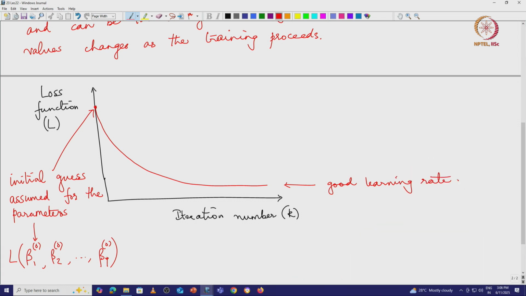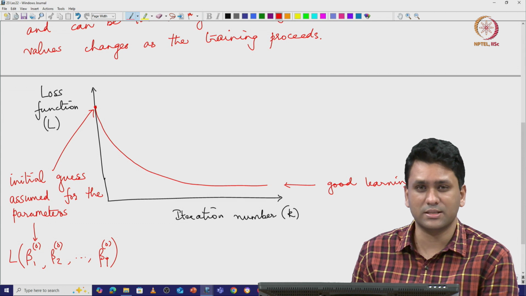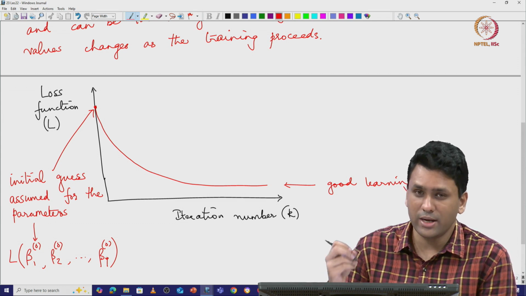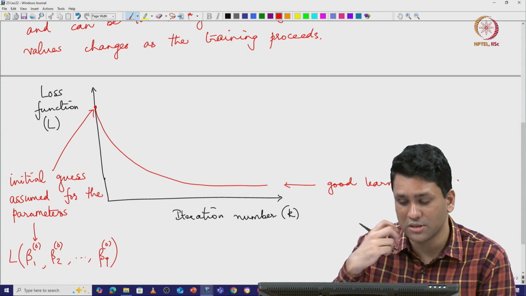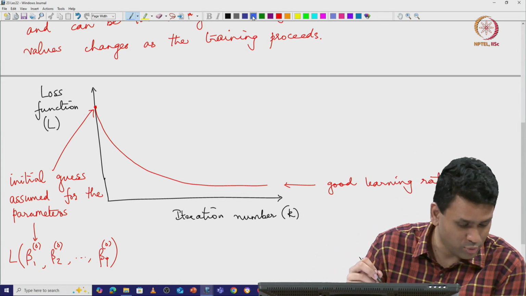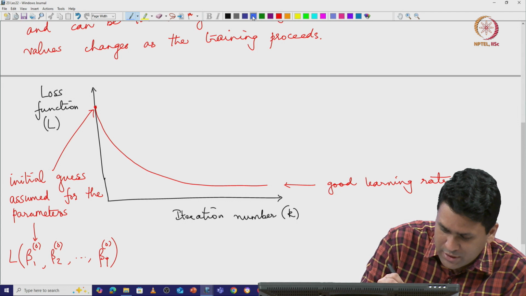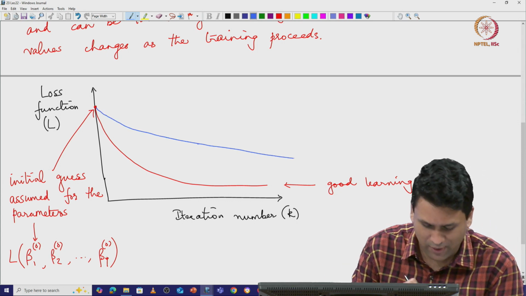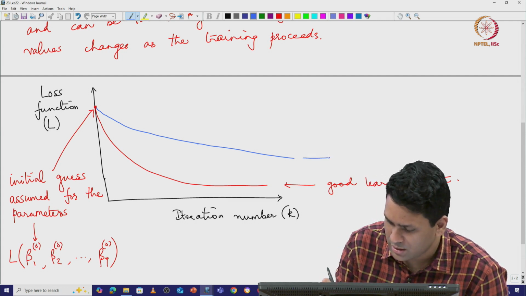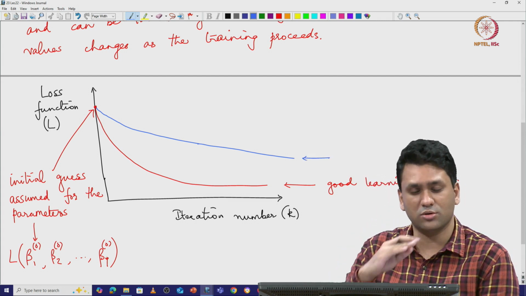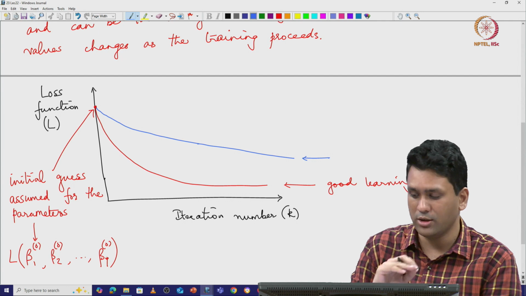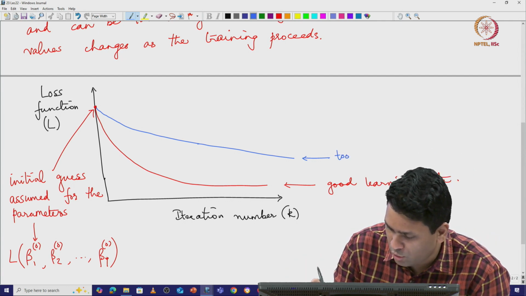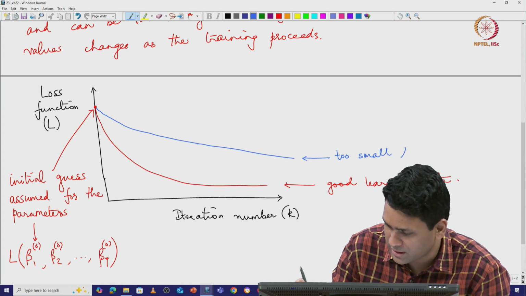However, there are other possibilities that can happen. For example, if your learning rate is too low, then your model may take too many iterations to converge to the right point. So this could be a very slow learning rate, and to get to the desired value of the loss function or the error, it may take a huge number of iterations, or maybe the model may even saturate and the loss function may not go down. So this is a too small learning rate.